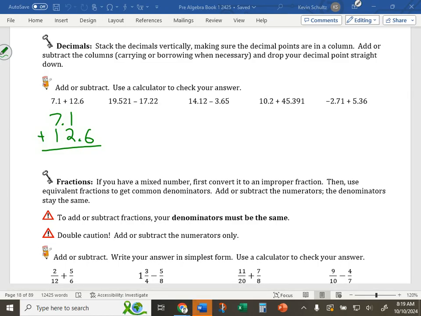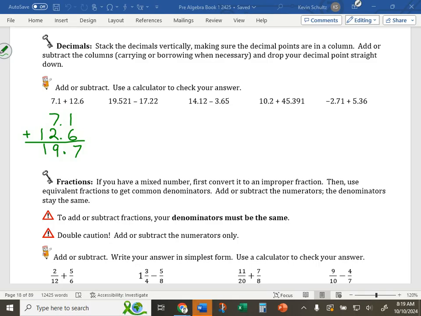Your place value is not lined up. Instead, you'd want to do 7.1 and then 12.6. Now we have our tens lined up here. We have our ones lined up here, and the tenths lined up here. Okay? So as long as you make sure that decimal point is lined up, then it's just 1 plus 6, drop down the point, 7 plus 2, 0 plus 1, 19.7. Okay?